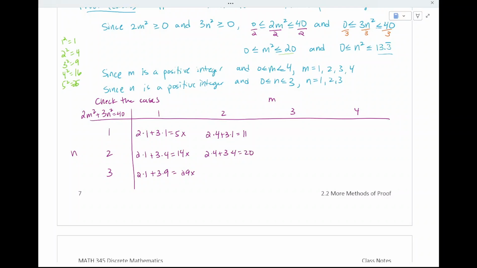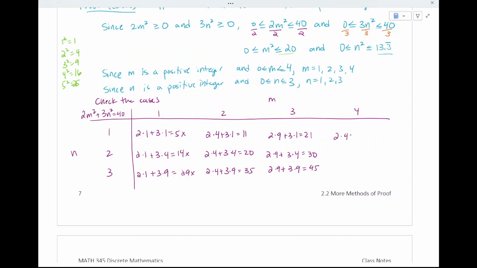That's not big enough. I'm looking for 40. 2 times 4 plus 3 times 9. Ooh, closest one yet, 35. Still not right. We'll keep on moving. 2 times 3 squared, which is 9, plus 3 times 1 is 21. That's not big enough. 2 times 9 plus 3 times 4 is 30. Not big enough. 2 times 9 plus 3 times 9 is too big. 45. So close. Maybe here in this row we'll find one.